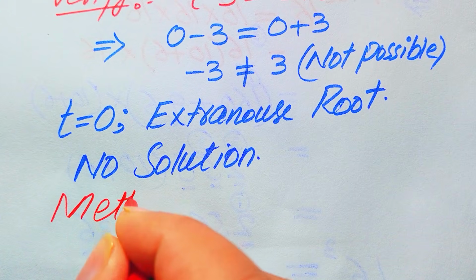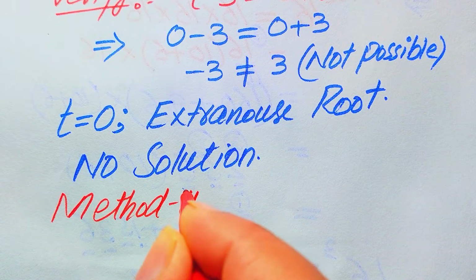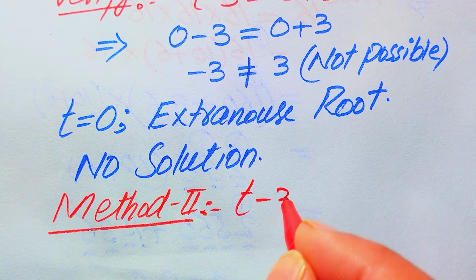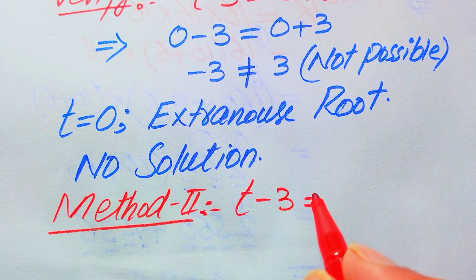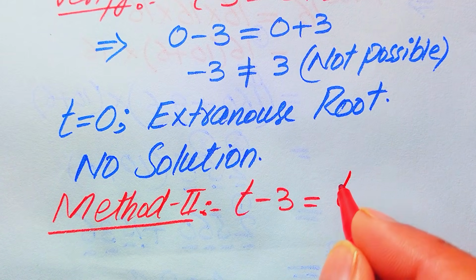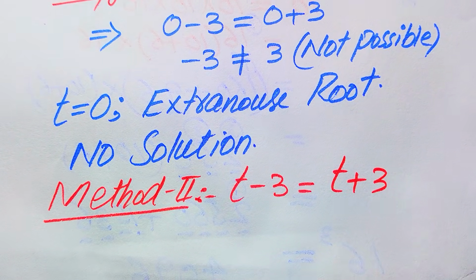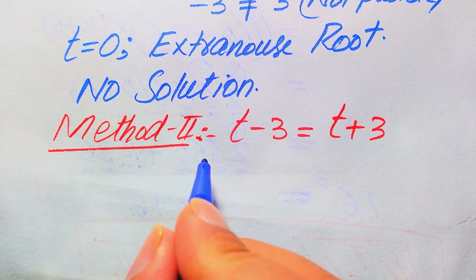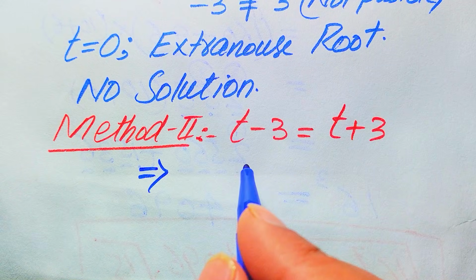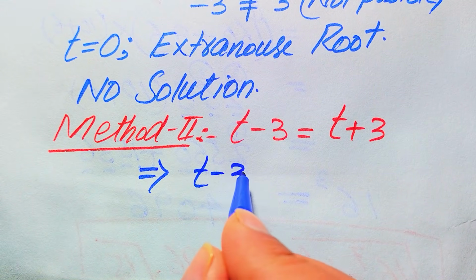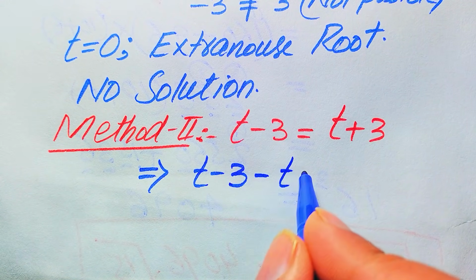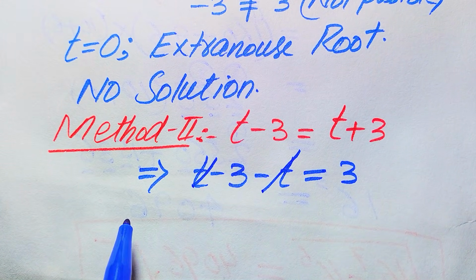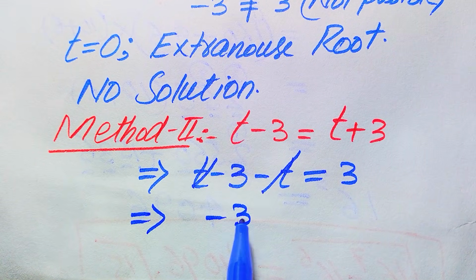Now we again solve this problem by the second method. Our second method is a very straightforward method. Here we directly determine the solution set of this problem. So we copy down the given question statement. Here it is t minus 3 equals t plus 3. This is our given question statement, and here we just move the term t from the right hand side to the left hand side, and it becomes t minus 3. This is positive, t becomes negative, minus t is equal to plus 3.